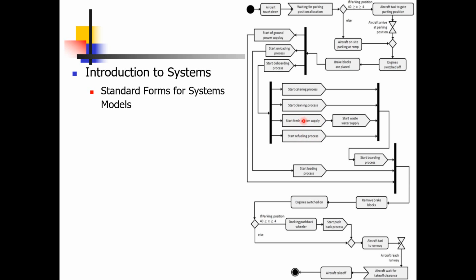What else is going on here? After we start unloading the baggage, we can start loading the baggage for the next flight. And after these two are done, and this one over here, then we can remove the brakes, power the engines, and again, if we are at a parking space, we have to undock and start the pushback process. If we are at a jetway, we just go, we taxi to the runway, wait for the green light or for the authorization to take off, and we take off.